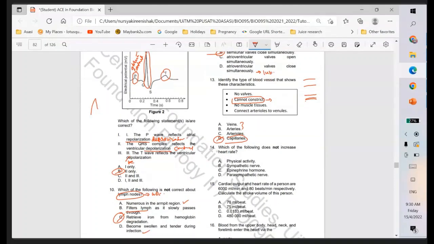No muscle tissue, so they have no smooth muscle. The function of a blood capillary is for exchange of material, so it has to be really thin. It is only one cell thick, made up of the endothelium layer.